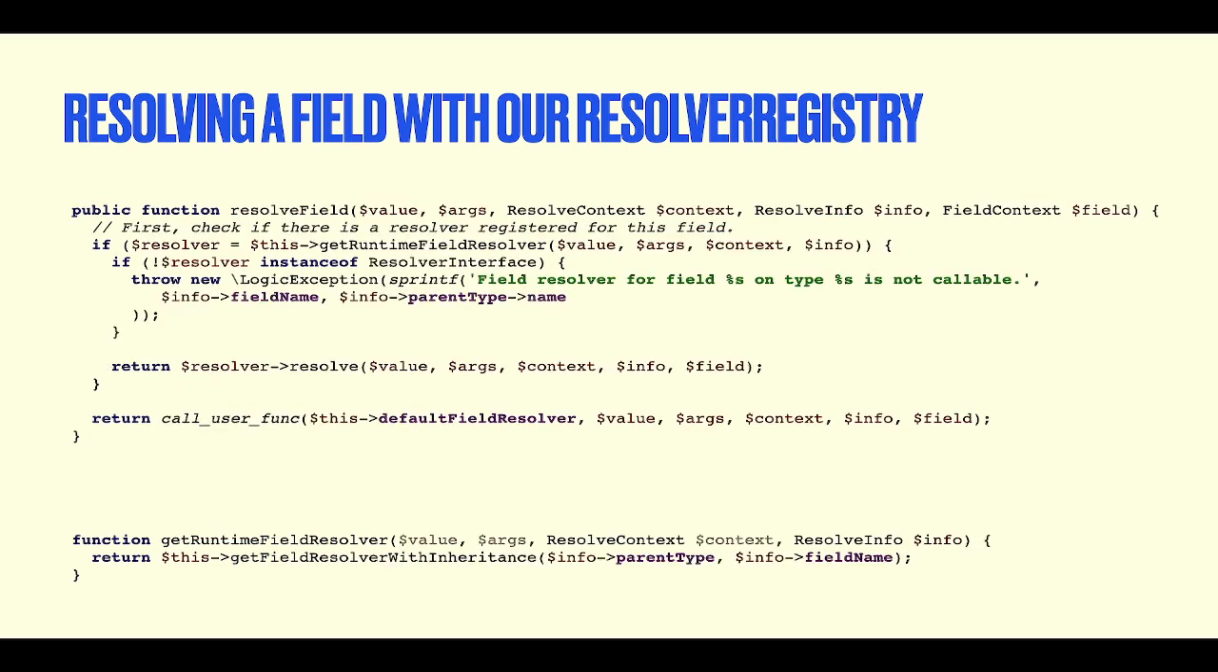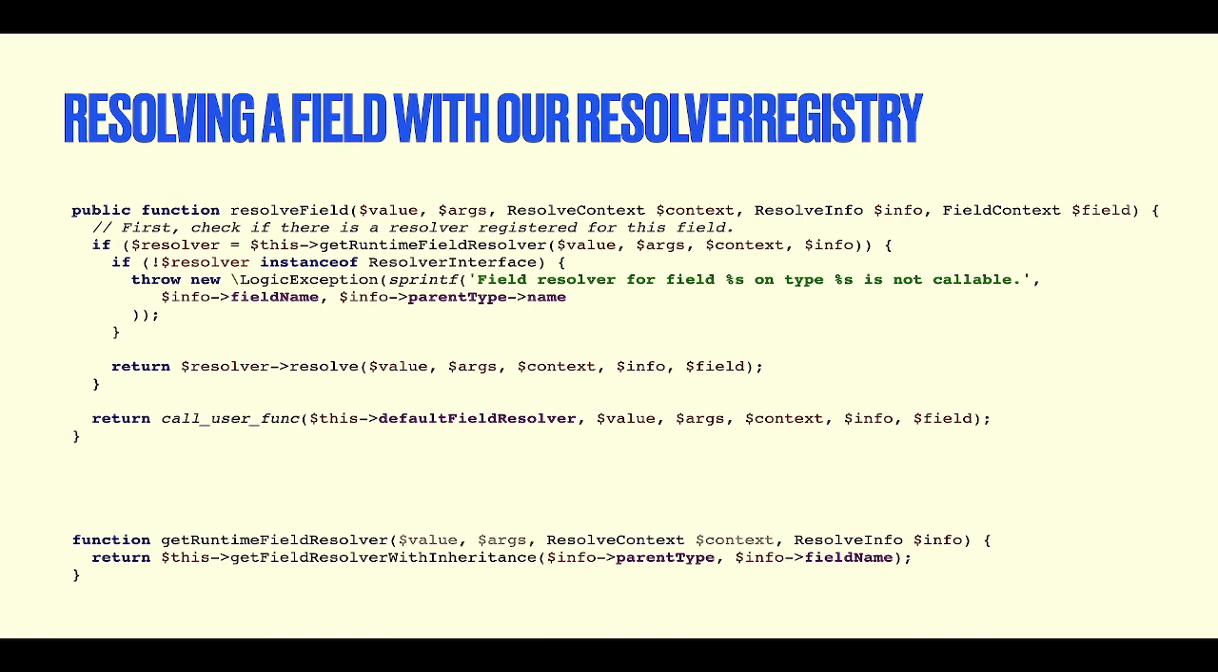If we go back to the resolve field function, then if we got a resolver, we'll actually call the resolve method on it. And otherwise, we will call the default field resolver provided by the GraphQL library. It doesn't do a lot, but it knows how to do object access and array access. So if your types are really simple, you could use that. But I would recommend just implementing your own things and being more explicit about how you want to resolve your fields.